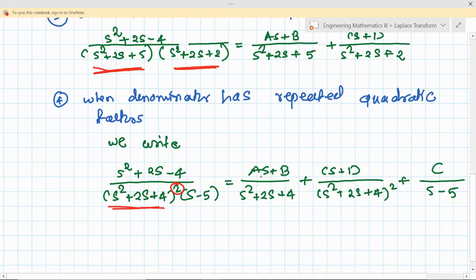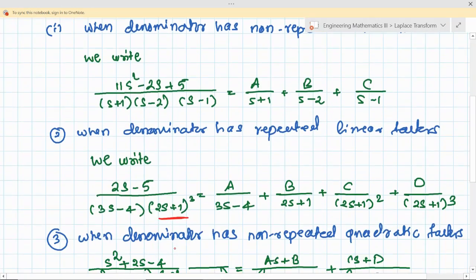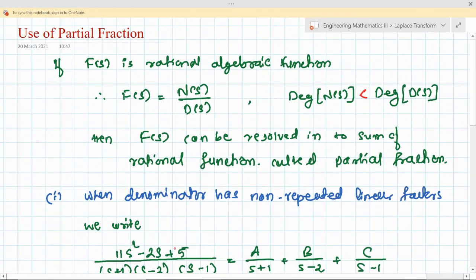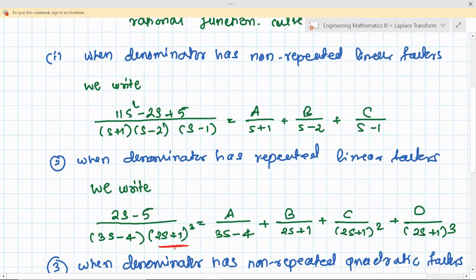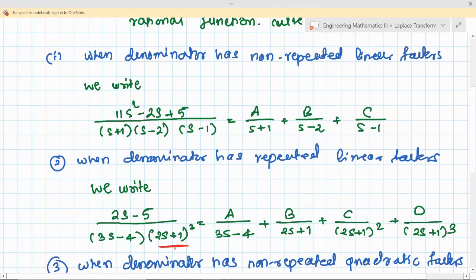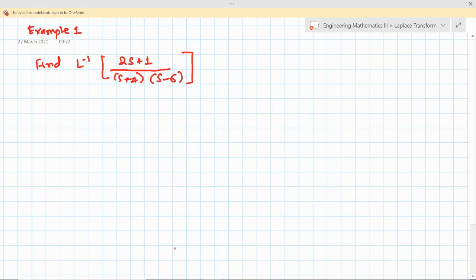Then how can we write that? As (as + b) upon (s² + 2s + 4) plus (cs + d) upon (s² + 2s + 4)², like this. And the remaining factor as it is, c upon this distinct factor. So in this way, these are the basic ideas to write that rational algebraic function as the sum of some rational functions. Then we proceed to find the values of a, b, c. Hope you understand this. Let us solve an example based on this.